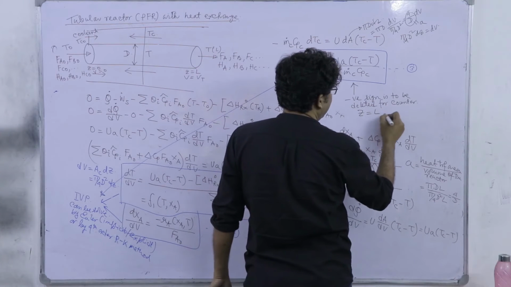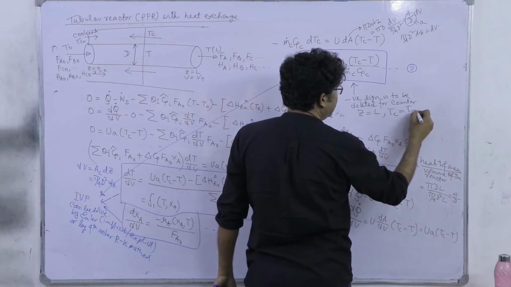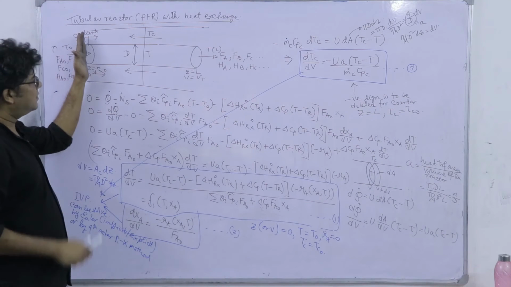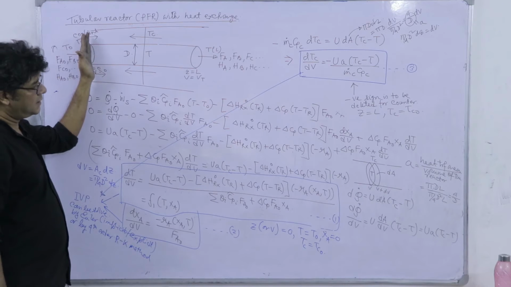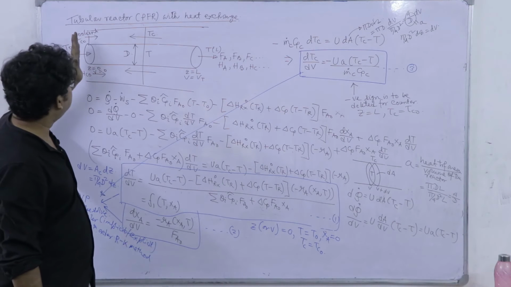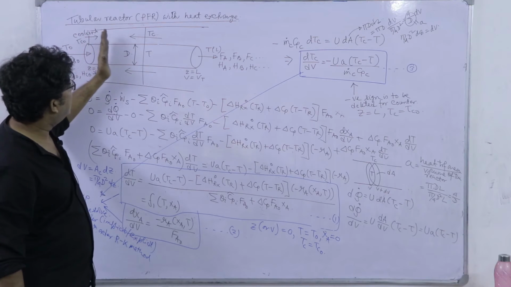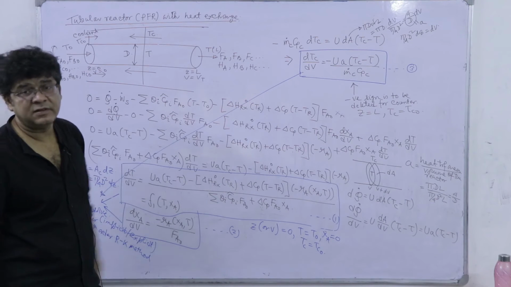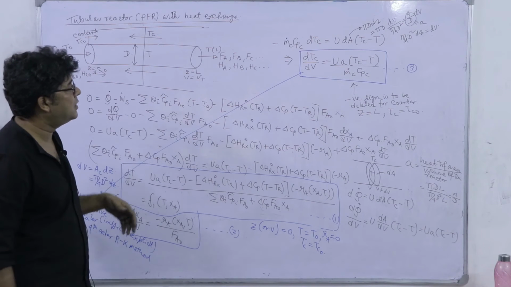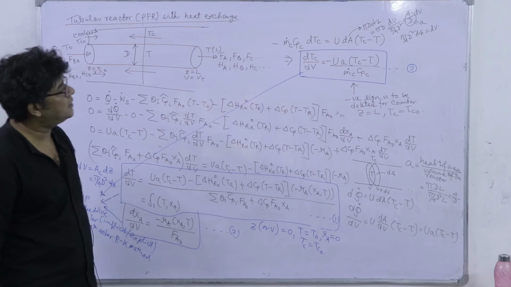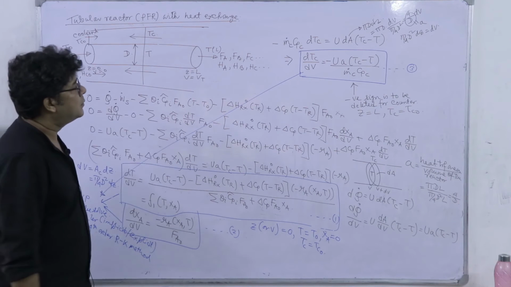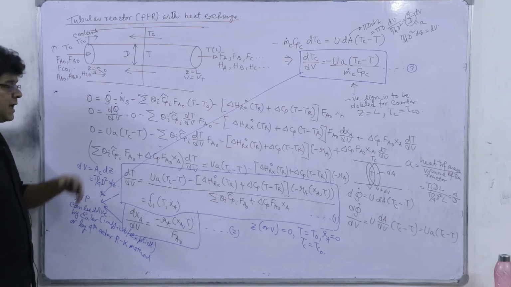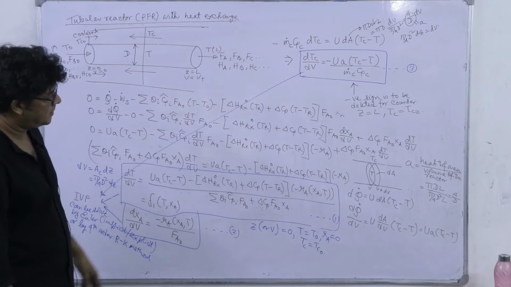At Z equal to L, Tc equal to Tc naught. So we will start with an assumed value of Tc at Z equal to 0 and go back to here, and we will check whether it is matching with Tc naught. So it is a kind of trial method. We have to repeatedly solve these three equations and from there we can predict the coolant temperature profile, the conversion profile and the reactor temperature profile.